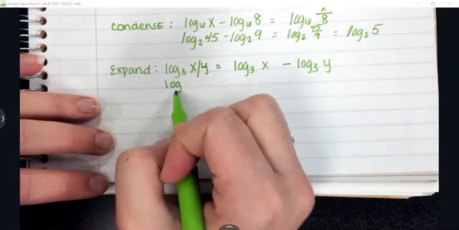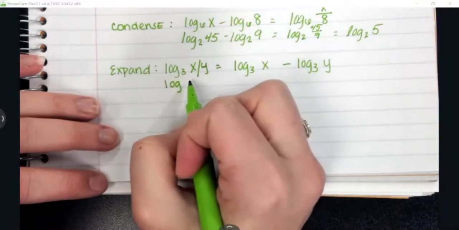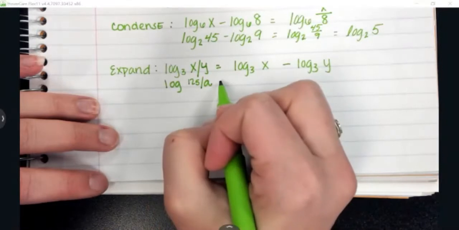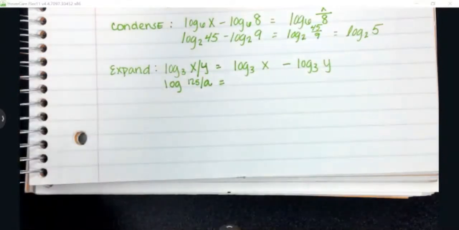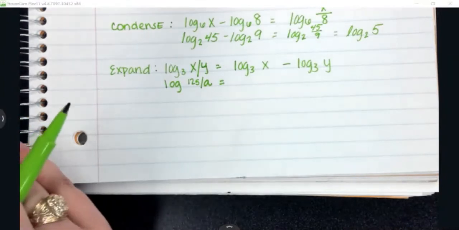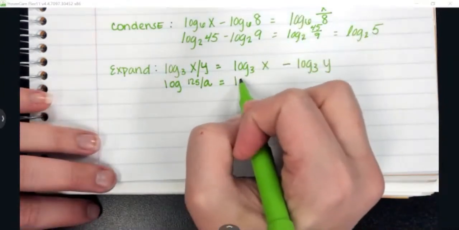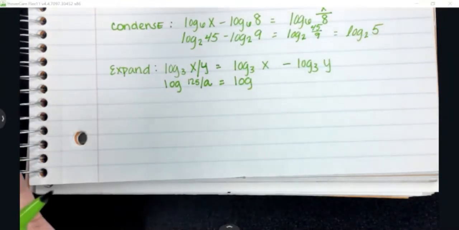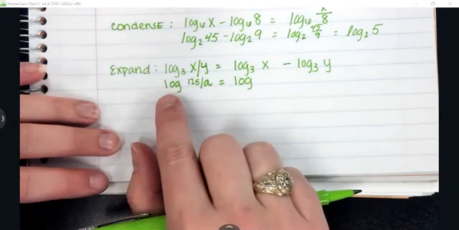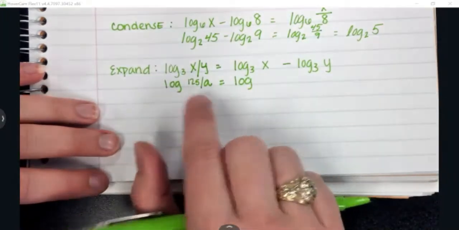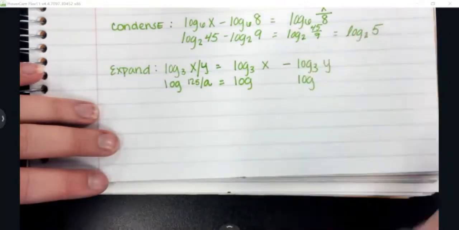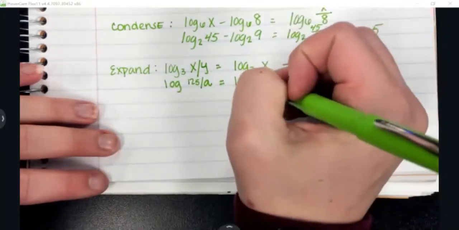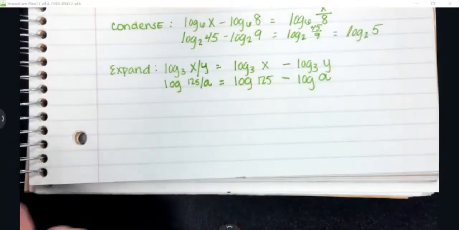So if I have log of 125 divided by a, what am I going to write? What will it say? What is my base? It's 10. Do I write it? No. Okay, you don't have to. Log, I know I have two logs because I have two items. And I know it's dividing, so it's subtracting. 125 comes first and a comes second.